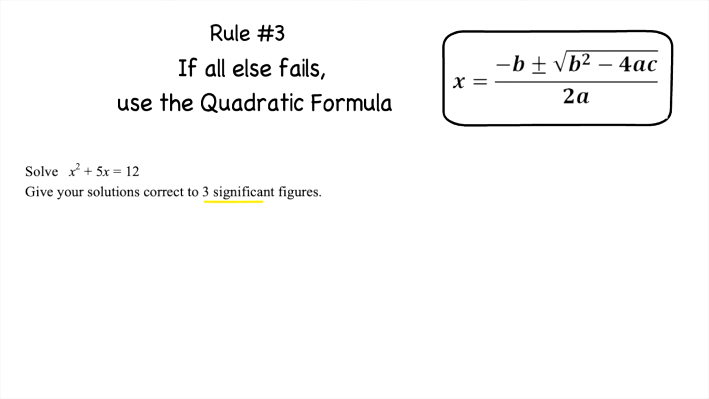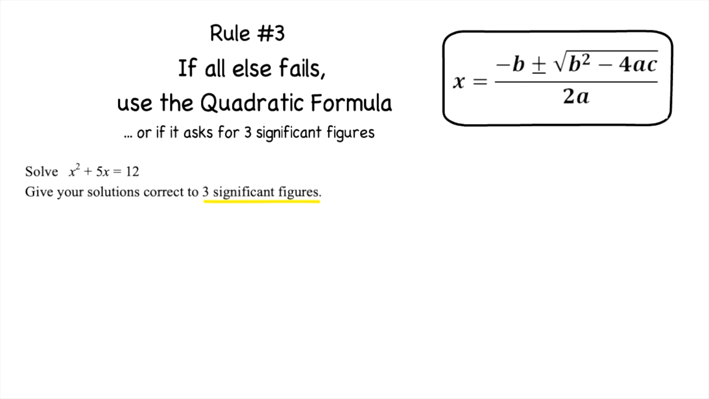Another hint is that they've asked you to give the solution correct to 3 significant figures. If they've asked you to do that, it's a really strong indication that they want you to use the quadratic formula, because the other 2 methods probably wouldn't get you to such a specific number.